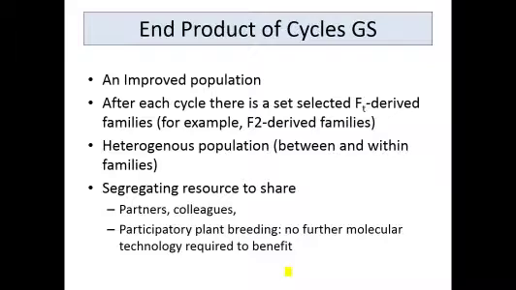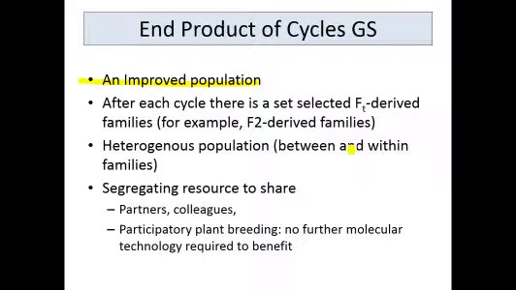Another aspect of genomic selection is what is the end product of cycles of genomic selection. It's not necessarily a single new variety. And it's not necessarily identification of certain markers with certain traits, in other words, QTLs being identified. The end product is really an improved population. After each cycle, there's a selected set of F2, F3, F4 derived families. All right, and there's variation amongst them. They are not all genetically the same.